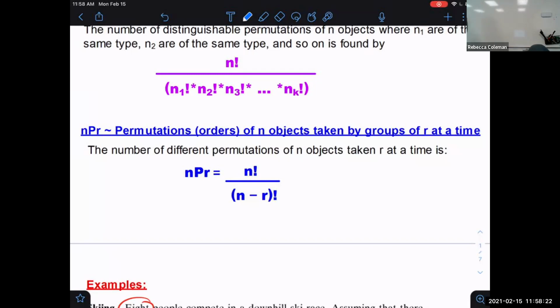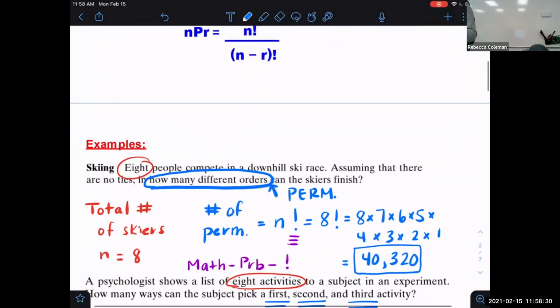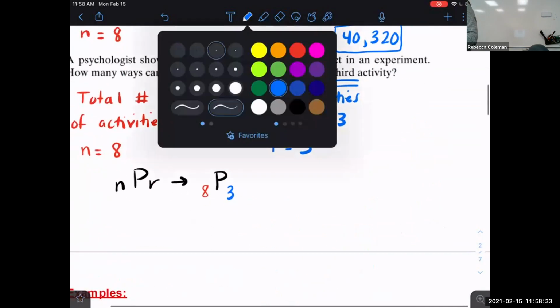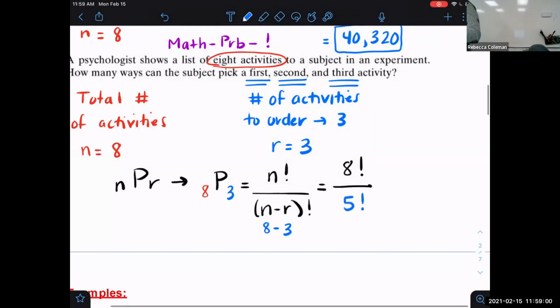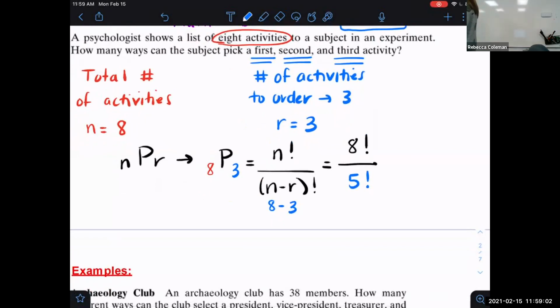What it does is it takes the total, all n factorial, and it divides out the ones that it doesn't need, n minus r factorial. So in this case, using the formula, which says n factorial divided by n minus r factorial, n is 8, so I would take 8 factorial and divide that by n minus r, which is 8 minus 3. It's basically the 5 that we don't want that would be divided out. This is using the formula.